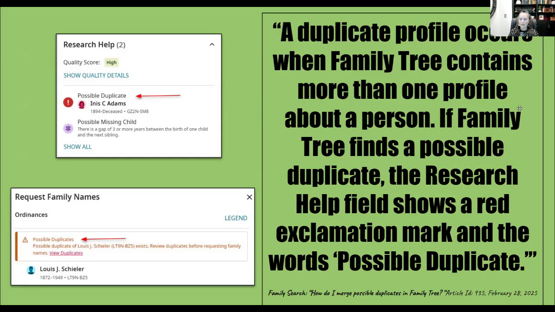From that same article, it says a duplicate profile occurs when Family Tree contains more than one profile about a person. If Family Tree finds a possible duplicate, the research help field shows a red exclamation mark on the words possible duplicate. Okay, so there's two places actually that you can tell if there's a duplicate. The first one is if you're on a person page, over in the top right-hand corner of that person page will show you generally if there's a possible duplicate associated with that person.